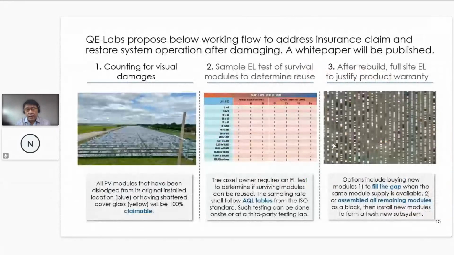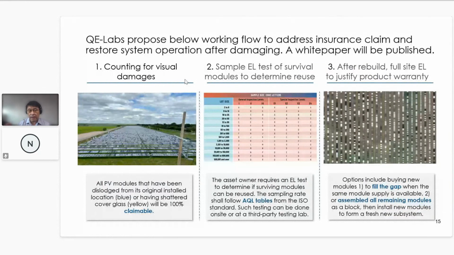We also use the technology for super large utility scale projects, and we propose these 3 steps for such a situation. It starts from counting of the visual damages. Then step 2 is to do a sample EL image of the surviving modules according to the AQL table, then to determine whether the remaining modules at the site can continue operation.